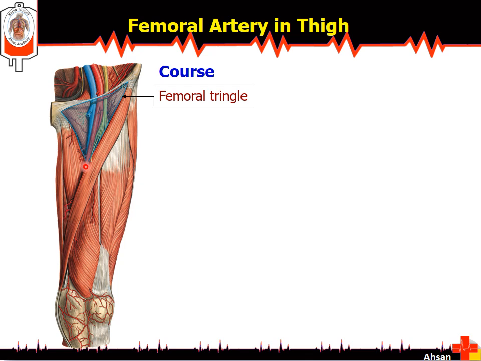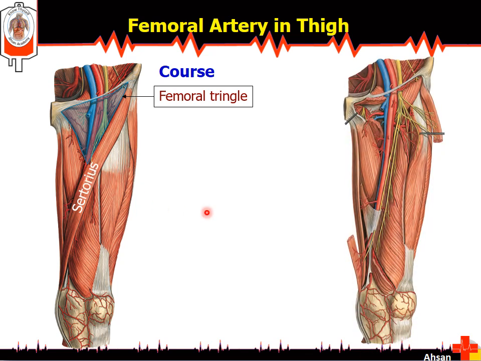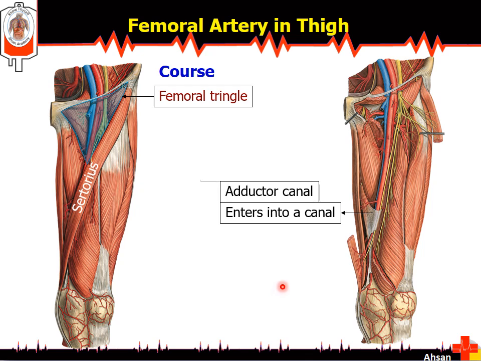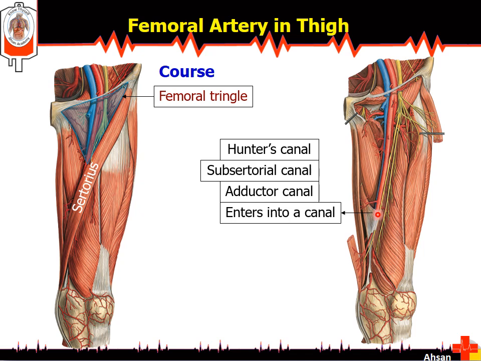Then it hides under cover of this muscle. This muscle is sartorius. So it passes behind the sartorius muscle and enters into the adductor canal. This is the adductor canal. Sartorius is cut off. So it enters into a fascial canal, a musculofascial canal. This is the adductor canal, also known as the subsartorial canal, also known as Hunter's canal. The femoral artery remains within the canal, and the canal ends at an opening in the adductor magnus muscle, that we'll see.